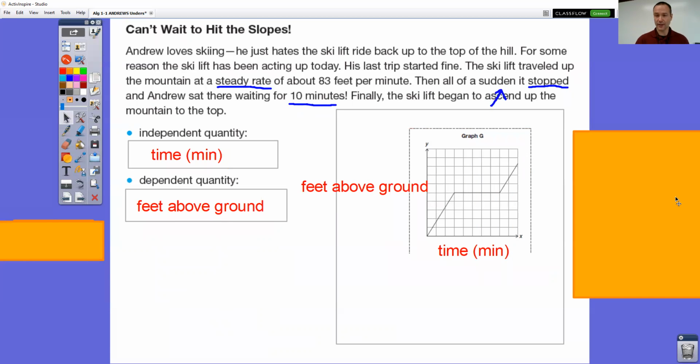So the one that matches this is choice G, because the ski lift goes up, up, up, and then it stays still for about 10 minutes. It's not going up, but time keeps on going by. And then it starts going up again. So that would be graph G.